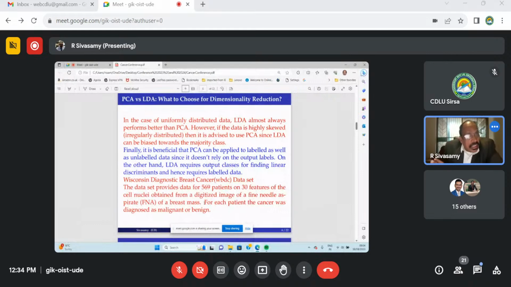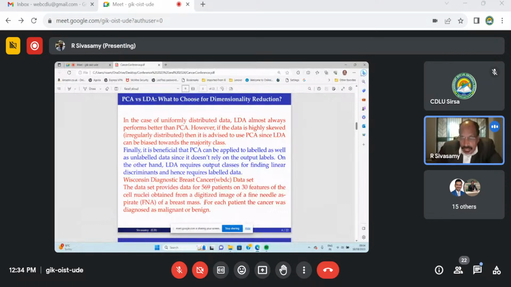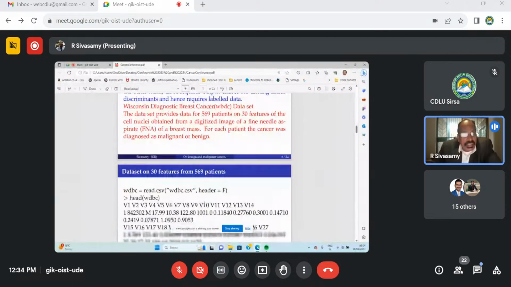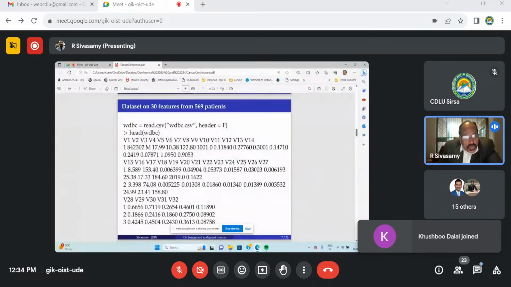Based on the markers on the 30 variables, there are some benchmark methods. Using them, they classify whether the person is affected by cancer or otherwise, that means the benign or malignant category. That is the conventional method. But see, the outline is given: V1, V2, V3, V14, V15, and so on up to 32. There are 32 items, 32 columns.